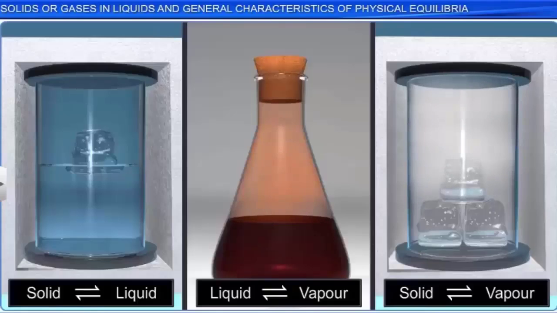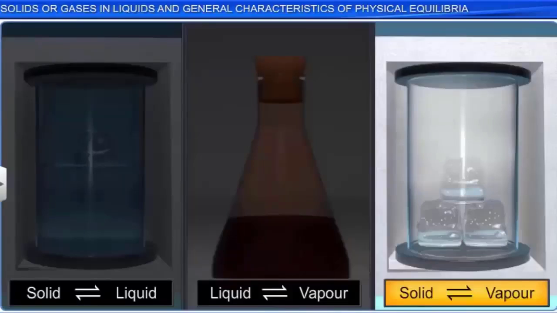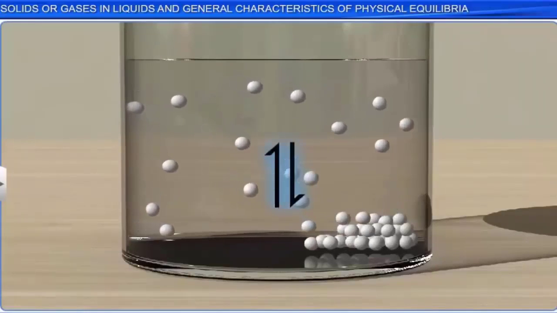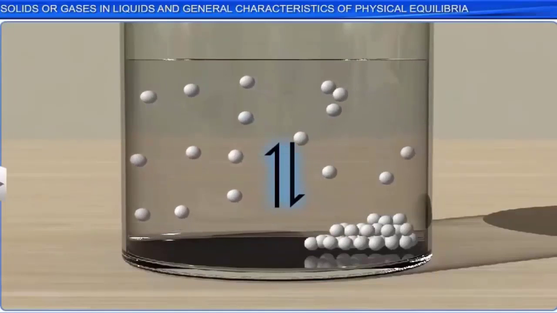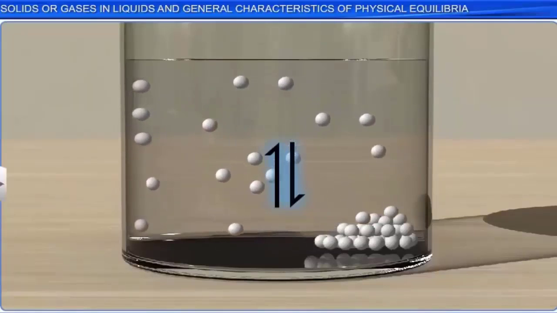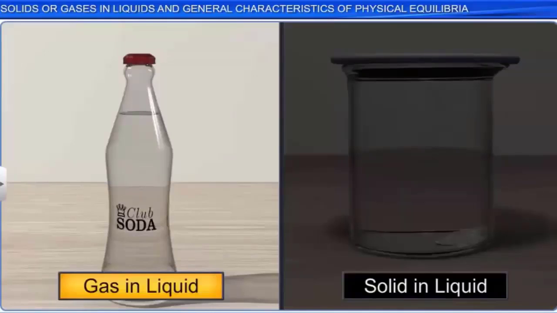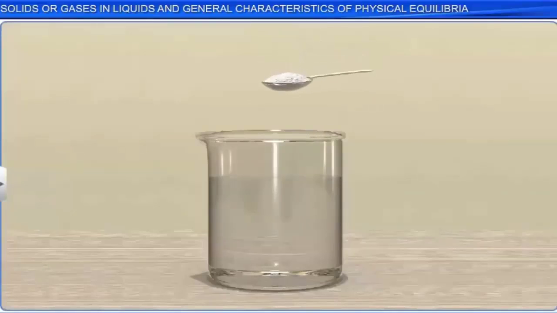You have learned that during a physical process like phase transformation, it is possible to attain equilibrium. Similarly, when a physical process like dissolution is taking place, it is possible to achieve a state of equilibrium. There are two types of dissolution: gas in liquids and solid in liquids. Sugar in water is a classic example of solid in liquid equilibrium.